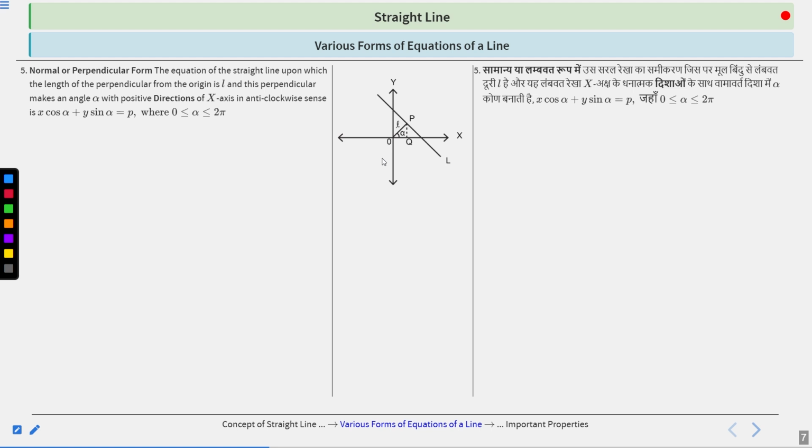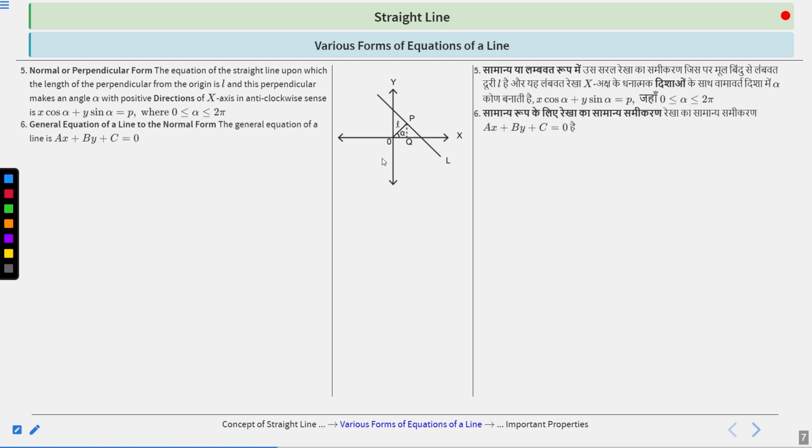Length of perpendicular from the origin is L, and this perpendicular makes an angle alpha with the positive direction of x-axis in the anti-clockwise sense. Therefore, the equation of line can be written as x cos alpha plus y sin alpha is equal to p, where alpha is between 0 to 2 pi. Got it? Next, general equation of a line to the normal form.